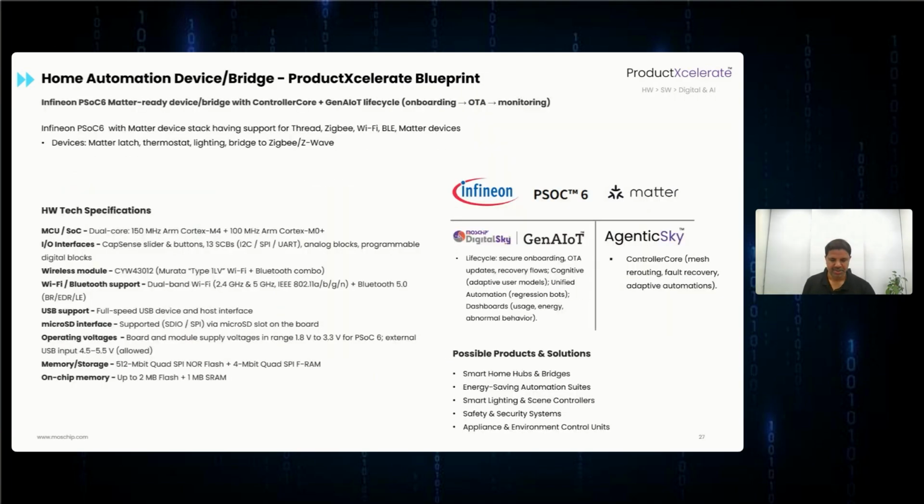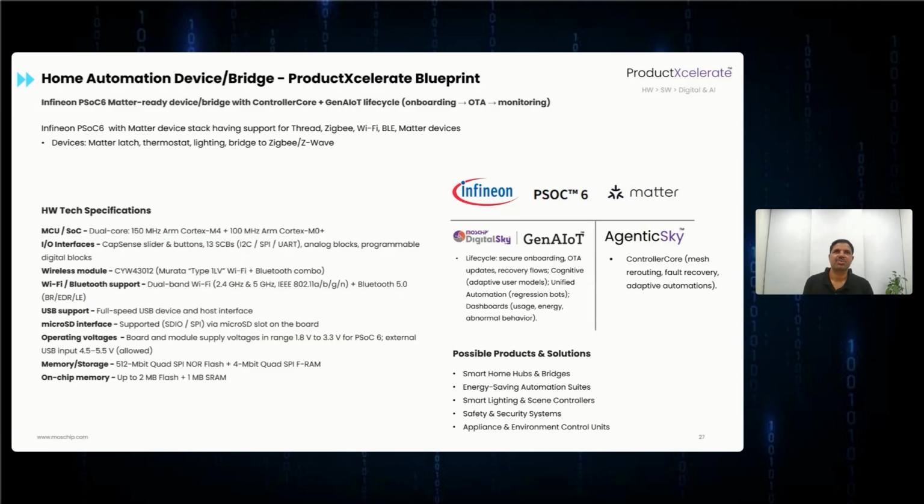Now let me walk you through the home hub blueprint. This blueprint accelerator uses Infineon PSoC as a Matter-ready hub for secure, interoperable smart home devices. It features a dual Cortex-M4 plus M0 architecture with CapSense inputs, extensive serial interfaces, and a Murata Wi-Fi plus Bluetooth combo. Power management supports 1.8 to 3.3 volts operation, and memory includes 2 MB flash, 1 MB SRAM, and an external SPI NOR flash and FRAM combo.